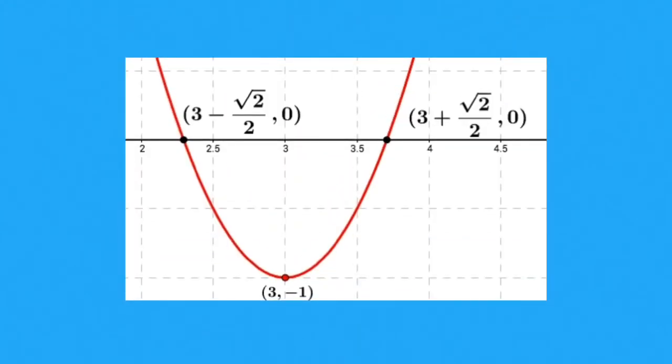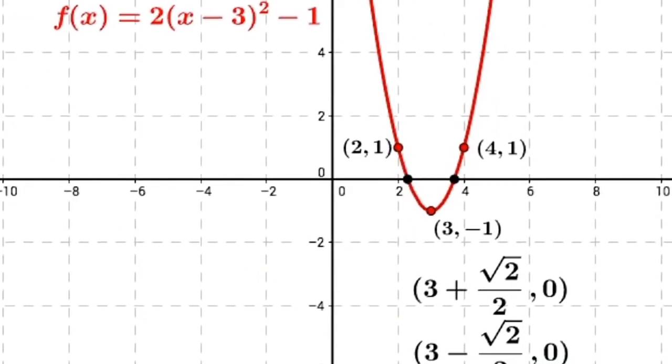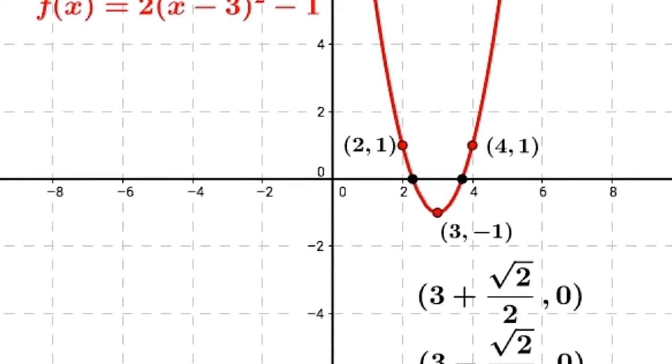Here you can see a portion of the graph where I've zoomed in on the x-intercepts. Notice that both the intercepts occur square root of 2 over 2 away from the vertex value of 3. Here's the complete sketch of the function.